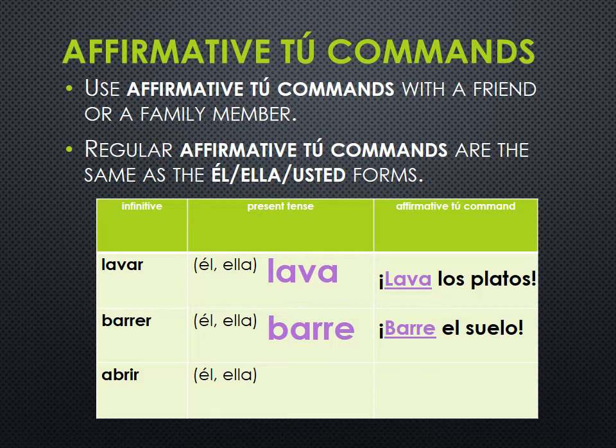Okay? And then finally we have abrir. Abrir means to open. If I'm telling somebody to open the door, for example, I need to first conjugate the verb in the él, ella form, which is abre. Okay? The command will be abre la puerta. All right? Now, these commands here that are examples, you're not going to have lava los platos every time you see the verb lavar. Okay? You might have lavar el carro, so lava el carro. Okay? So wash the car, etc. All right?